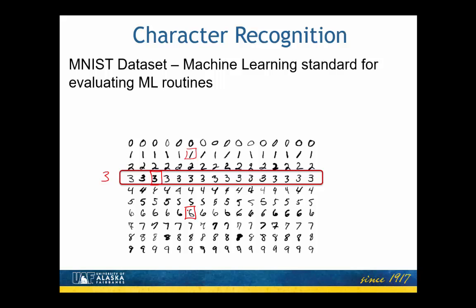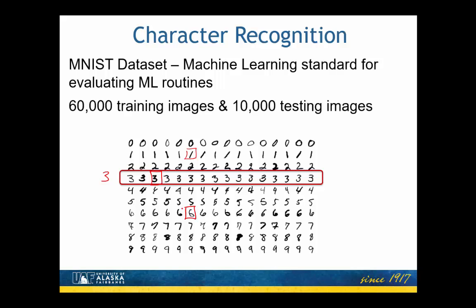This is a very, very large data set. It's got 60,000 training images and 10,000 testing images. Remember, the 60,000 are the ones that you shovel in to create your function. And then once you're done, the standard is to use the last 10,000 to see how well you did.